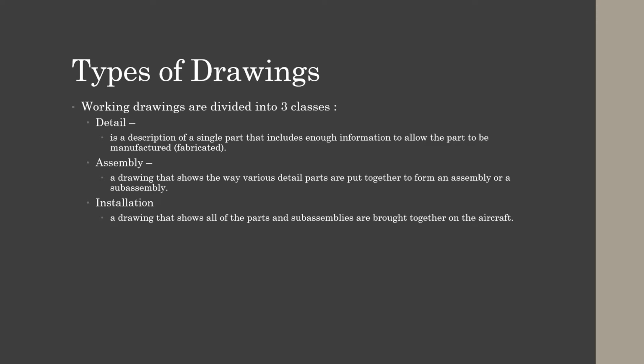Assembly is a drawing that shows the way various detailed parts are put together to form an assembly or subassembly, such as the landing gear. It will have all the different parts of the gear in that assembly. And then installation will be a drawing that shows all of the parts and subassemblies brought together, but specifically on the aircraft. So it'll show how it goes together on the plane. So assembly is all those parts coming together to make one assembly or subassembly, and then how that assembly goes onto the plane, install.